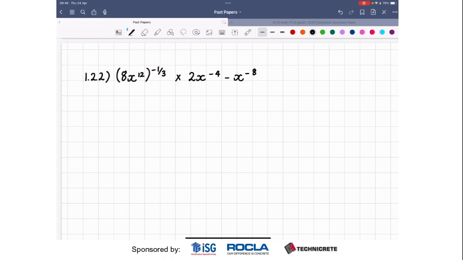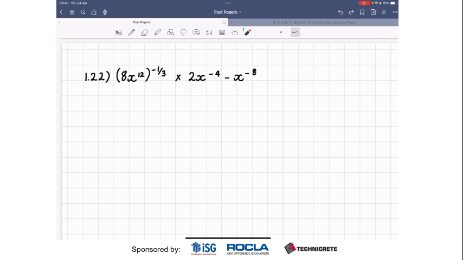Okay, then moving on to 1.2.2. Now I've got some exponents, and the first thing that catches my eye is that this term here is raised to this negative 1 over 3. And I don't really want that because I want all my exponents to be whole numbers. So I'm going to see if I can first try and get this part here to look like the rest of these with the whole numbers.